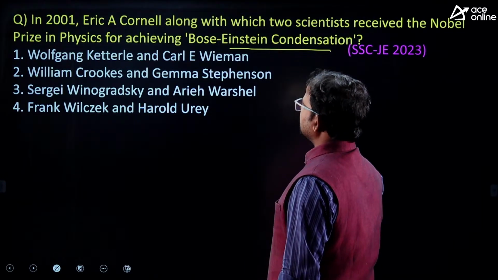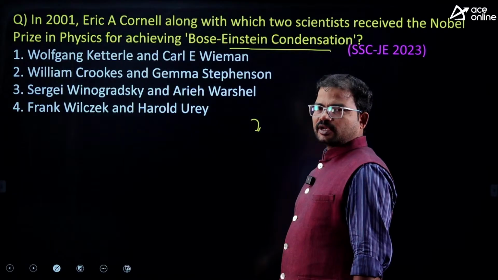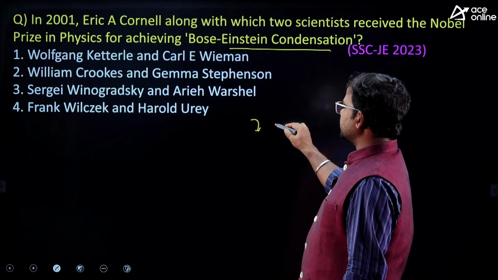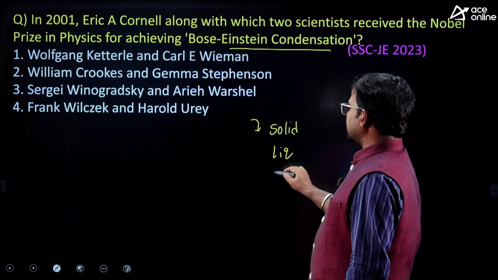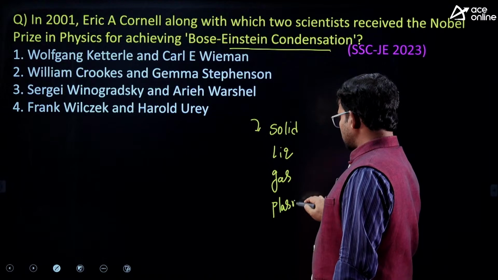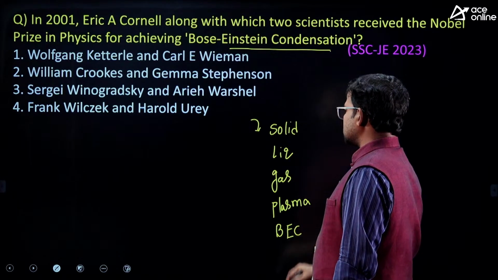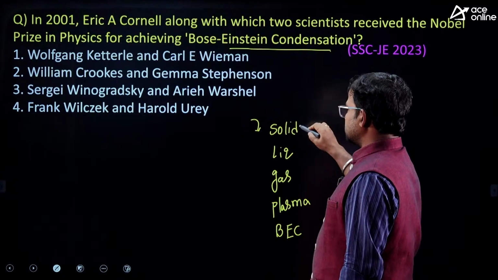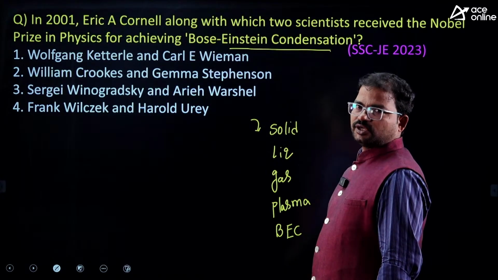Actually, guys, as of now, according to NCERT textbooks, how many physical states are there? So 5, right? Solid, next liquid, next gas, next plasma. Next one, BEC, Bose-Einstein condensate. So this is the fifth physical state of the universe.